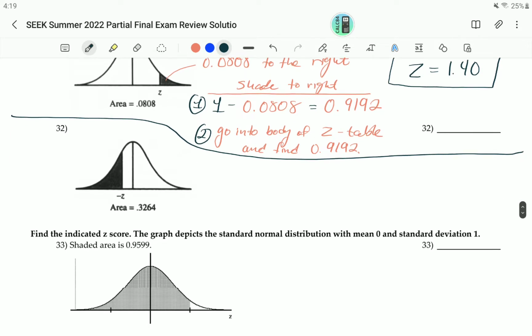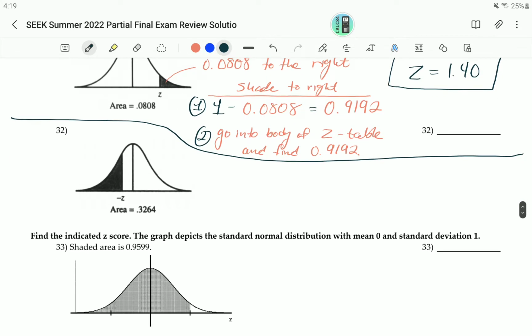Number 32, 33, and 34 deal with area shaded to the left. So the area is going to be 0.3264 to the left. And because every probability on the z table is shaded to the left, we only have one step to do. And that's just go into the body of the z table and find 0.3264.